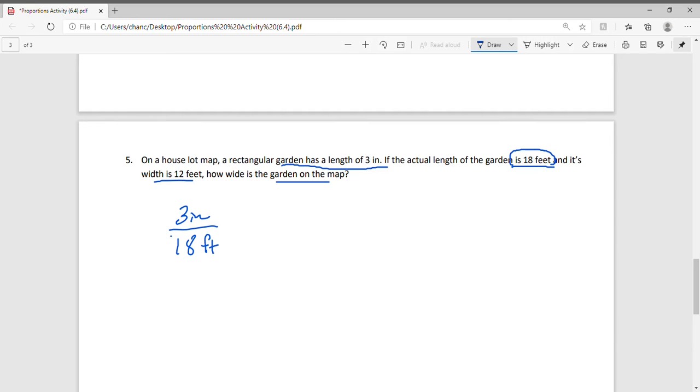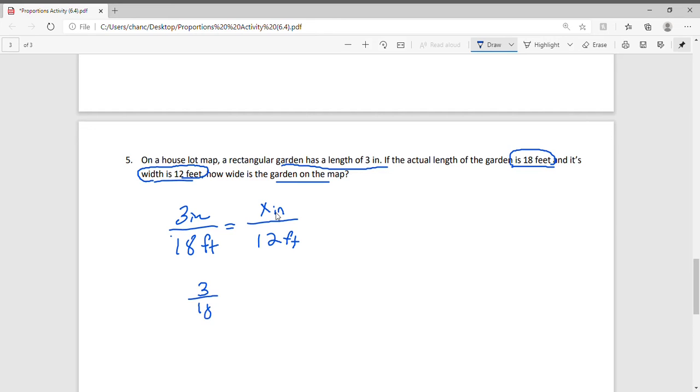So 3 inches in the picture is equivalent to 18 feet in real life. Now for the width of the garden, we know that's 12 feet. So I'm going to put 12 feet in the denominator here. And for the picture, I don't know what it is. In this case, we don't know what it is. So let's give it a name. We'll call it X inches. Let's get rid of the units to simplify this a little bit.